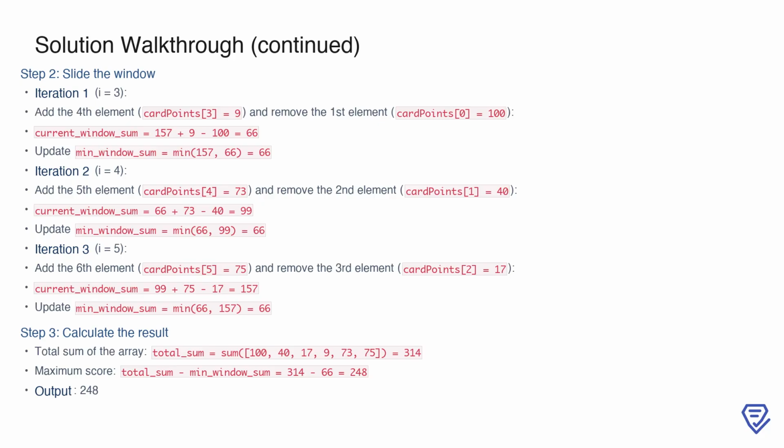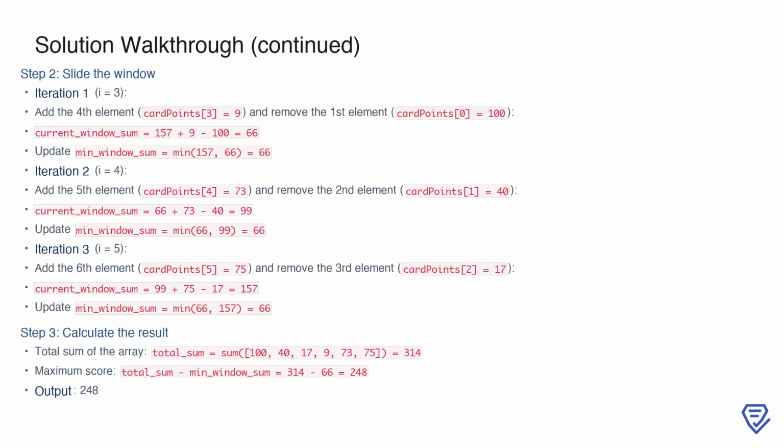In the second iteration, we add the fifth element, 73, and remove the second element, 40. This updates the current_window_sum to 66 + 73 - 40, which equals 99. The min_window_sum remains 66. In the third iteration, we add the sixth element, 75, and remove the third element, 17. This updates the current_window_sum to 99 + 75 - 17, which equals 157.